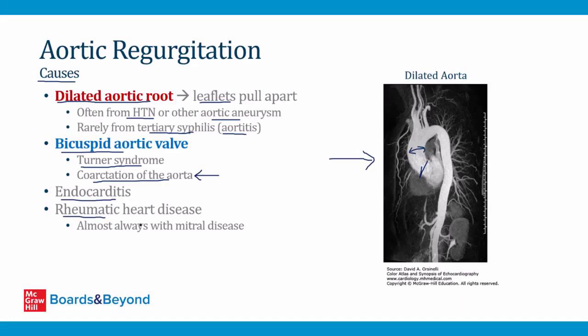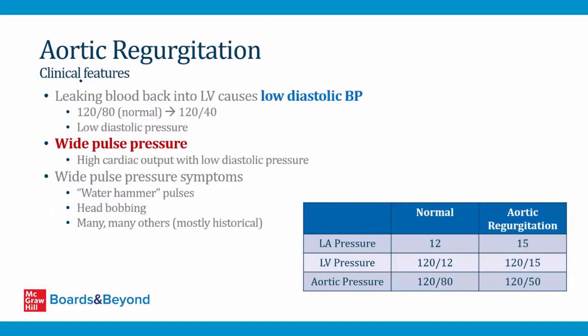Like I told you earlier, rheumatic heart disease almost always causes mitral valve problems, but sometimes in addition to mitral valve problems, there's an aortic valve issue as well, like aortic regurgitation. Let's talk about the clinical features of aortic regurgitation. So remember, in this valve disorder, blood leaks backward from the aorta into the left ventricle, and this is going to cause a low diastolic pressure in the patient. This is a classic feature of aortic regurgitation.